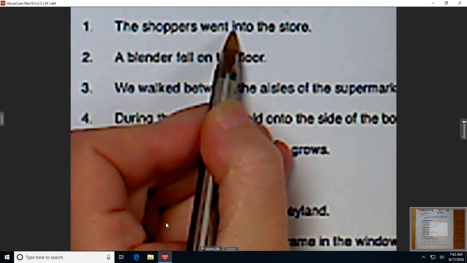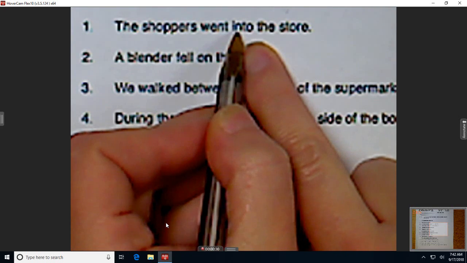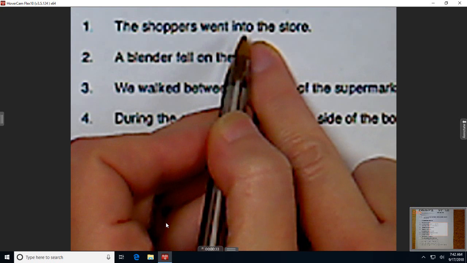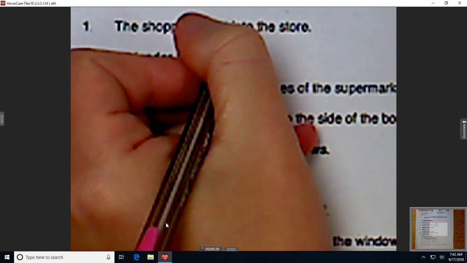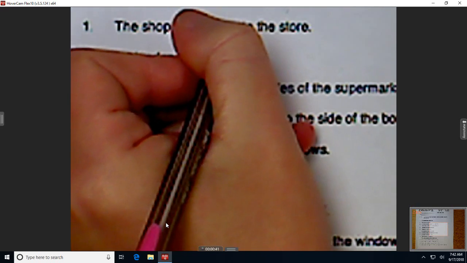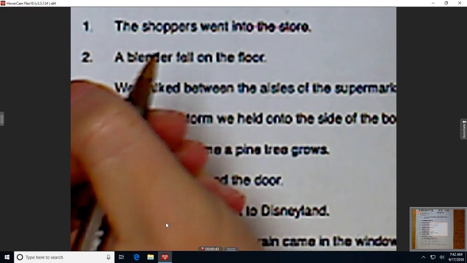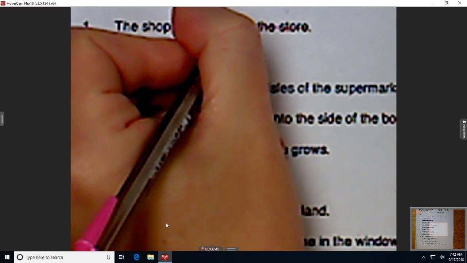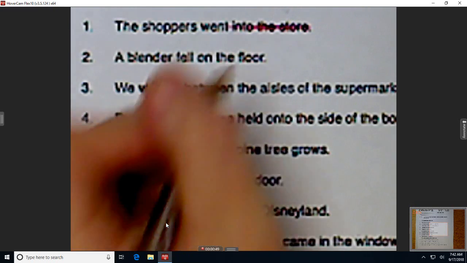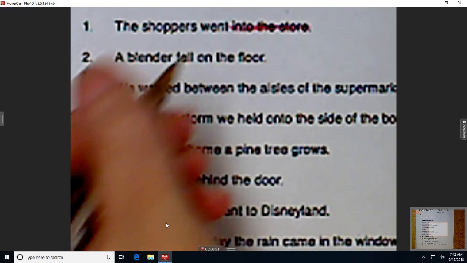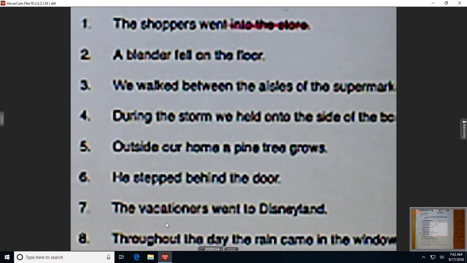So following into, what is our noun after into? Remember, a noun is a person, place, or thing. Store. So I'm going to draw a line from into all the way through the store. So I'm going to cross it out just like that. Okay. So when we do this now, we have less words that we have to look at, which is great.